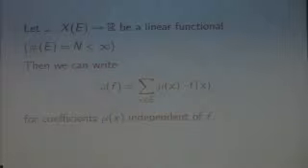Well, now, since X of E is the set of all functions on E, guess what a functional omega looks like? You get to pick coefficients mu of x for x in E that don't depend on f, and omega of f is given by this formula. That's what linear functionals on a finite dimensional vector space look like.